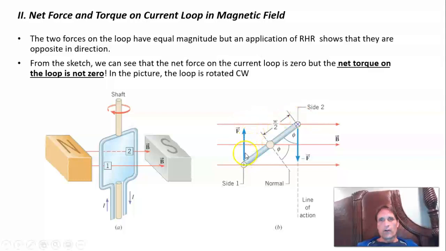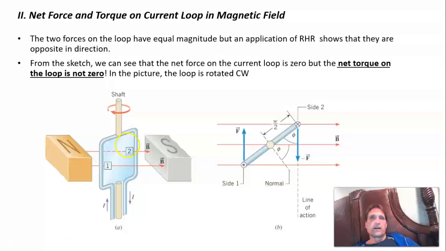Here's the force trying to pull this side upward, and here's the force trying to pull this side downward, and the net effect is to rotate the plane of this loop, and that exerts a net torque which tends to rotate the loop. So the net force is 0 on the loop if you place it in a field. There's no net force, but there is a net torque, okay? And that will tend to rotate the loop clockwise.